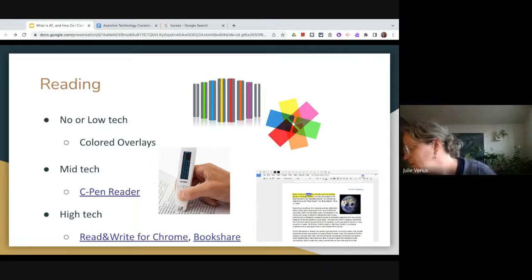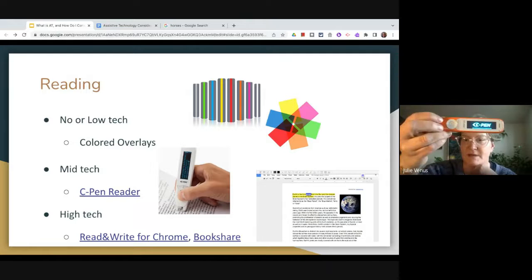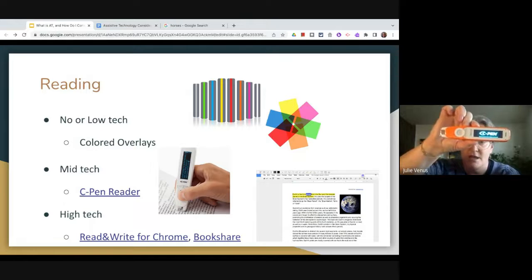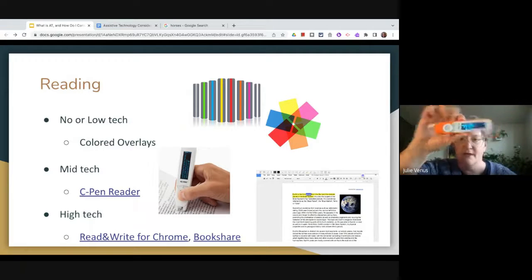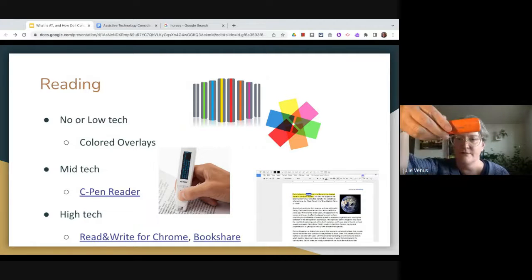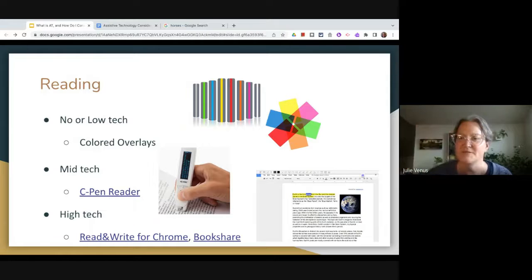The C-Pen Reader, I think a 2 Minute Tuesday went out on this one. If you turn that on, the C-Pen Reader is just this little digital pen thing here. And once it turns on, I'll go into the reader function of that. The orange one is the exam reader. That doesn't have the dictionary attached to it, but the white version is the typical C-Pen Reader, and that has a dictionary function too and does translation and things like that.